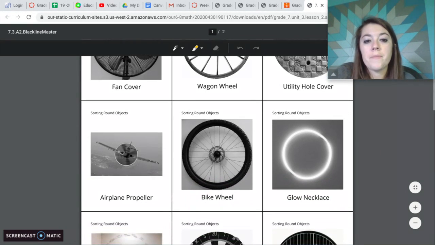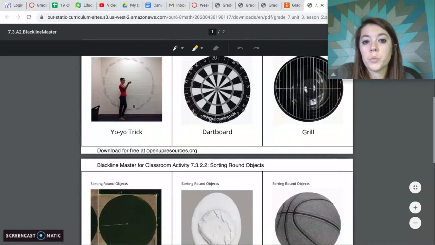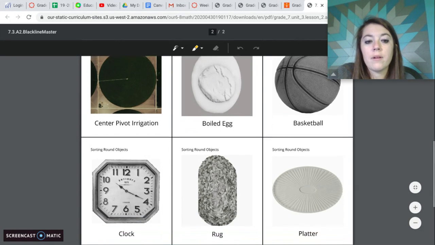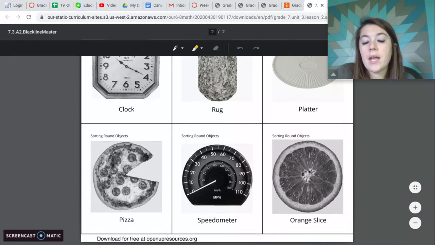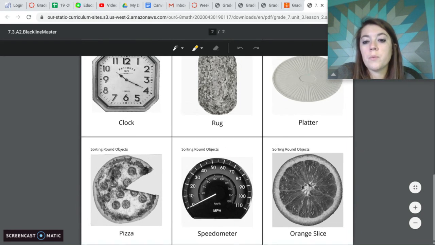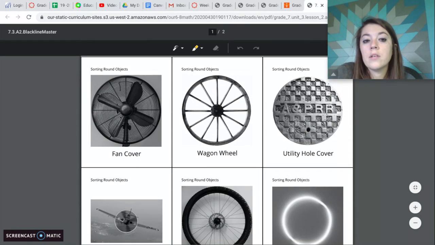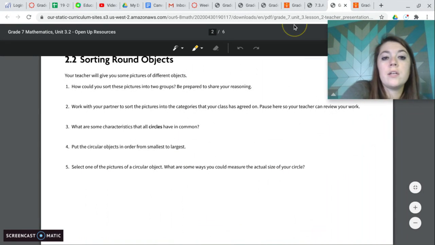hole cover, airplane propeller, bike wheel, glow necklace, the yo-yo trick, dartboard, grill, center pivot irrigation, boiled egg, basketball, clock, rug, ladder, pizza, speedometer, and an orange slice. So looking at all of these things, what could be two groups that we could split these up into? So hopefully you're thinking maybe circular versus non-circular.